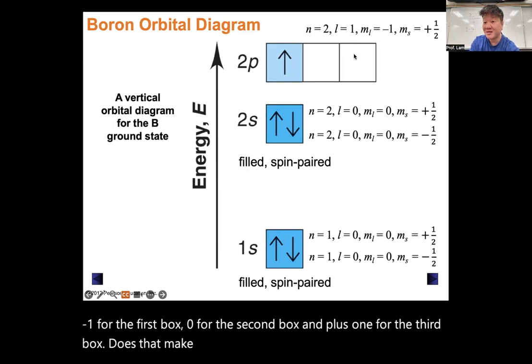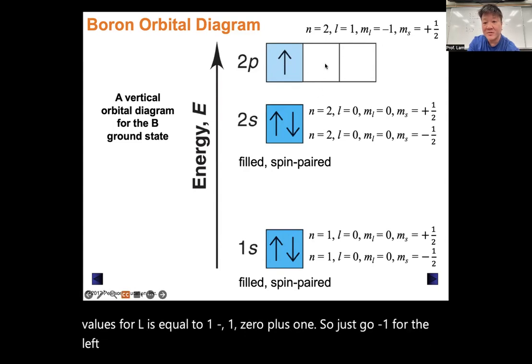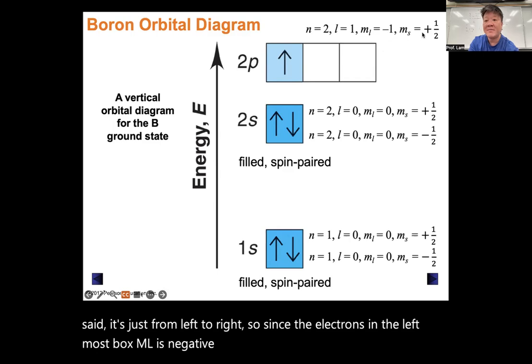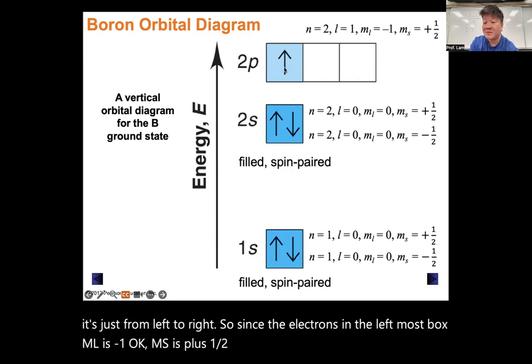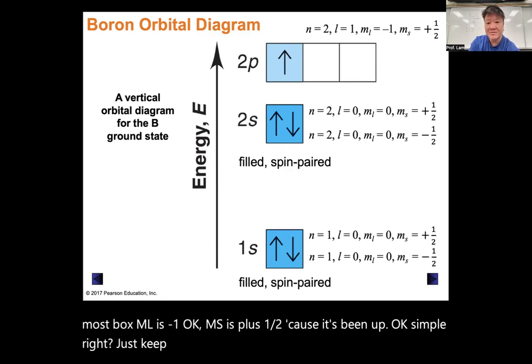Does that make sense, right? Because ML, those are all the ML values for L is equal to 1: minus 1, 0, plus 1. So just go minus 1 for the left box, 0 for the middle box, and plus 1 for the right box. Like I said, it's just from left to right. So since the electron's in the leftmost box, ML is negative 1, okay? MS is plus 1/2 because it's spin up, okay? Simple, right? Let's keep going. Next one's carbon.